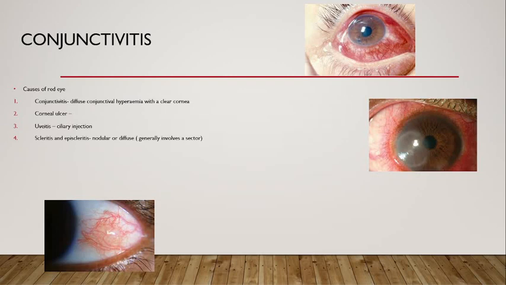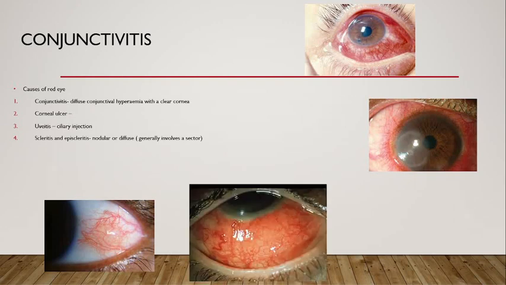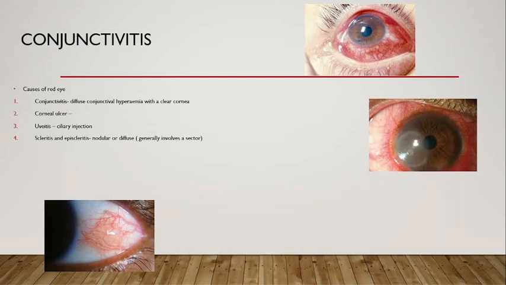And scleritis and episcleritis. You have the sclera, and the layer in front of the sclera is the episclera. You can have episcleritis and scleritis, which are associated with autoimmune diseases. It can be diffuse or segmented. And this is an episcleral nodule.